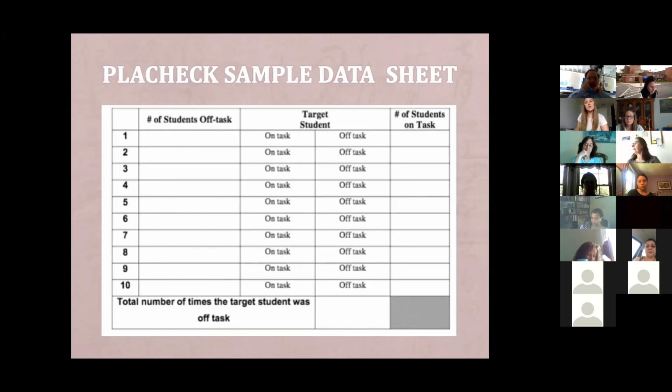If you wanted to run a dependent group contingency, but within a small group of students instead of one particular student, you can just change the title of the middle column, or you can take that out and just have the number of students off task. Maybe on the top of the paper, you'll have table 5. Poor table 5. I feel like I'm always picking on them in this presentation. And then at the bottom, the total number of times the students were engaging in that behavior.